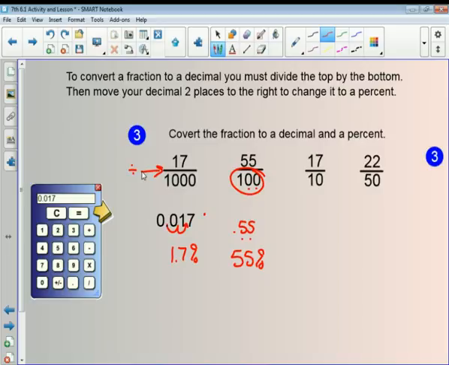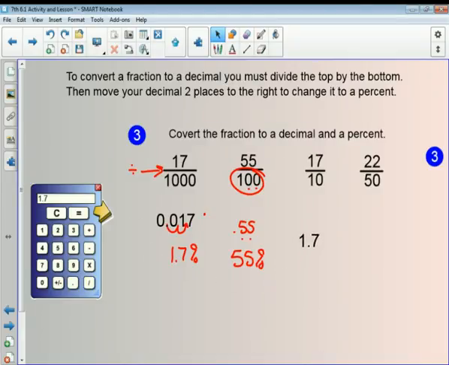Okay, 17 tenths. So if we use our calculator, 17, whoops, I got to change something here. 17, delete that off quick. 17 divided by 10 gives me 1.7.